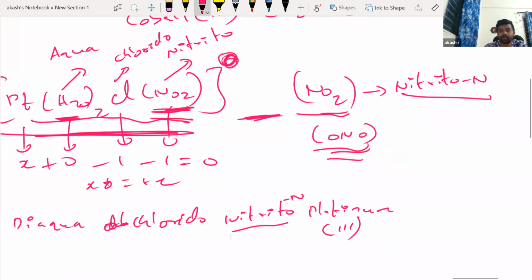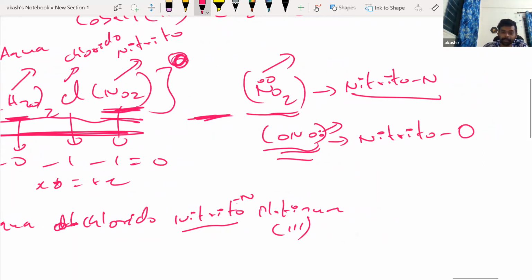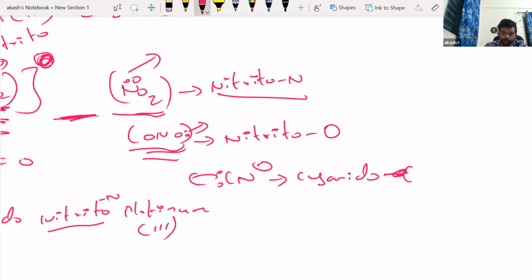Now, why are we writing this? It's because in this case, the nitrogen's lone pair is the one which is going to get donated. And whenever they give ONO, for this you have to write nitrito O, because in this case, the oxygen's lone pair is the one which is going to get donated. In the same way, when I write CN minus, for this you will write cyanido C, because it is the carbon which is going to donate. Or instead of writing it like this, you can write just cyanido.